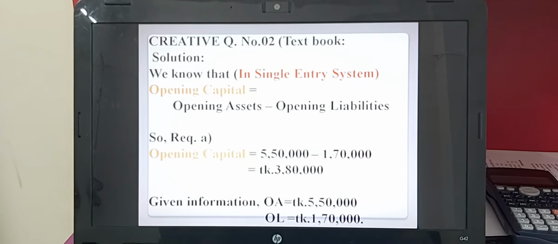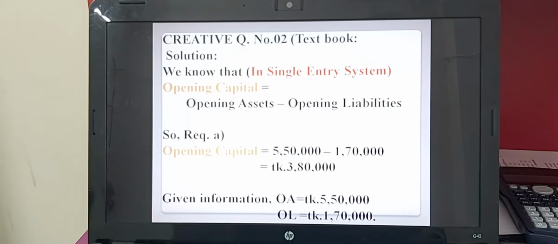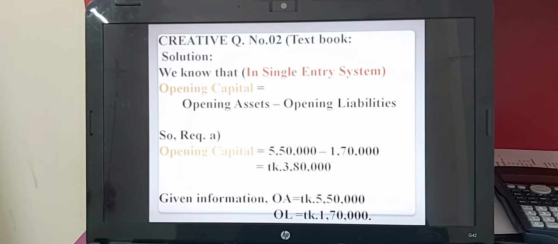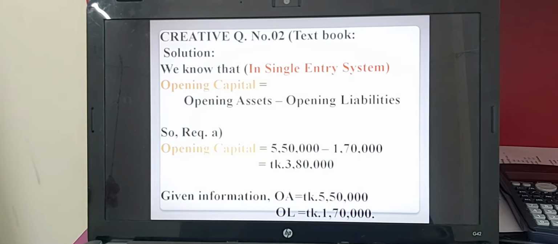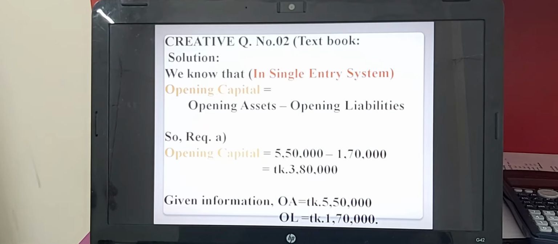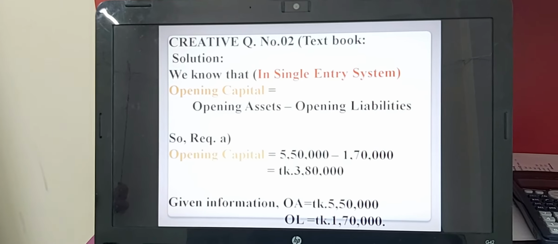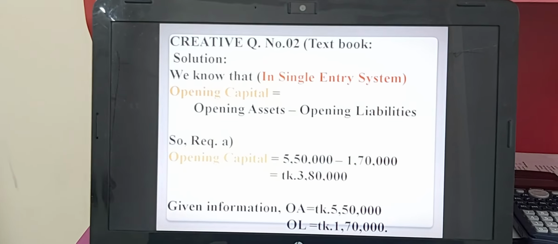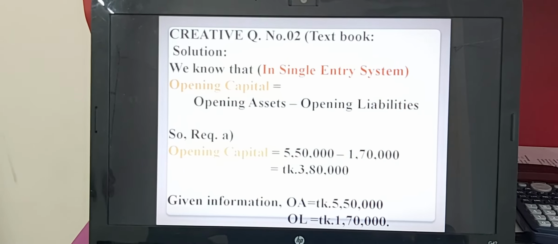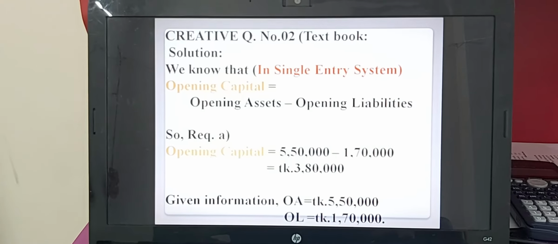This system is the easiest system in accounting, and I think you can write and you can understand it very easily. Now you can go to the next page or next slide.